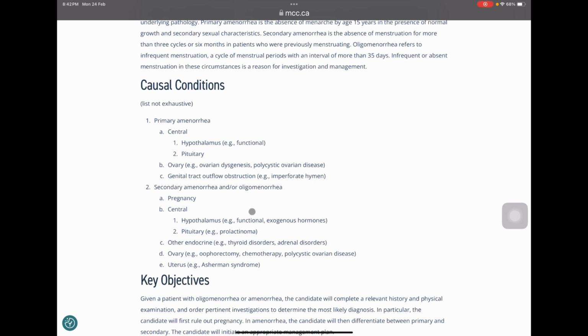Secondary amenorrhea and oligomenorrhea could be related to several causes. The most common cause is pregnancy. Then central could be hypothalamic, functional hypothalamic secondary amenorrhea, which is the most common one, and exogenous hormones. Pituitary: prolactinoma. Endocrine, like thyroid, and renal related. Ovarian could be oophorectomy, chemotherapy, PCOS, and uterine related like Asherman syndrome.